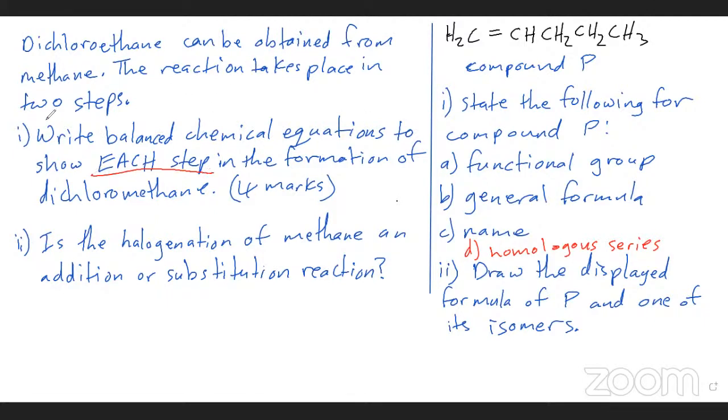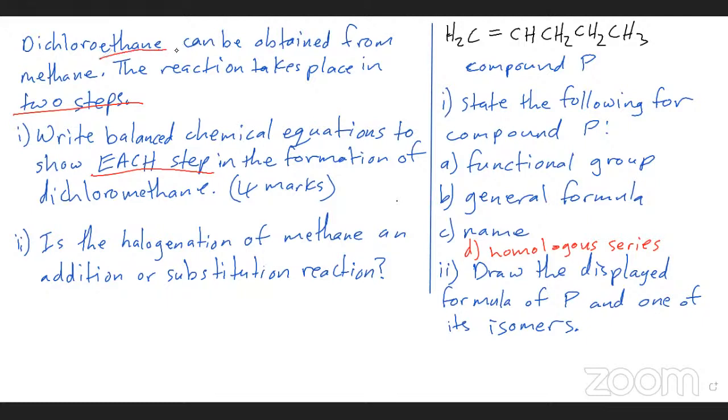So the reaction takes place in two steps. Write equations. First thing, how many equations are we required to write? Two. That is correct. So how would we start? What are we going to start out with for the first equation? Methane. Good. Look at the name.